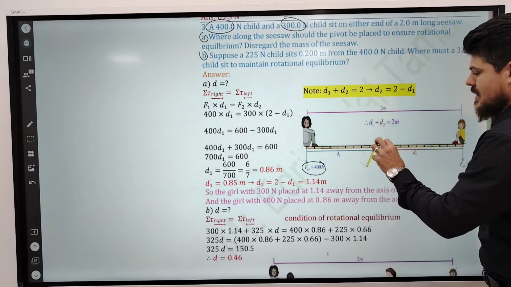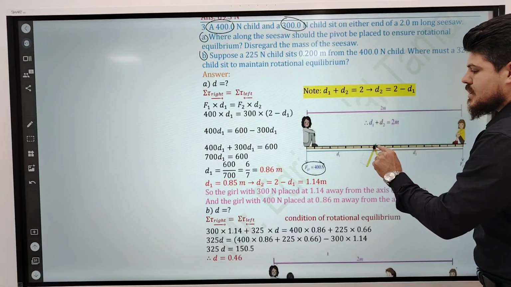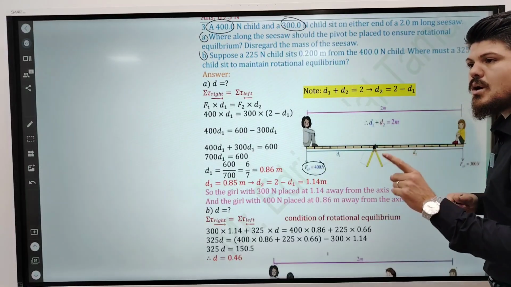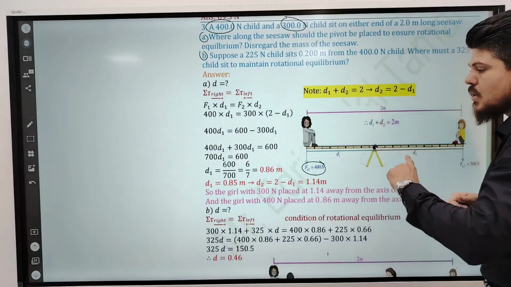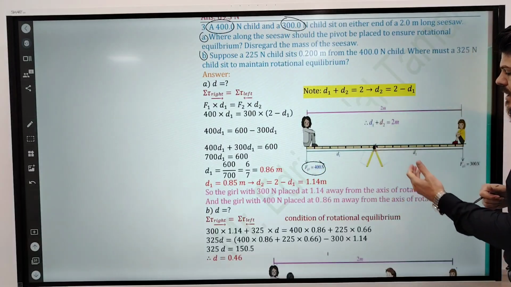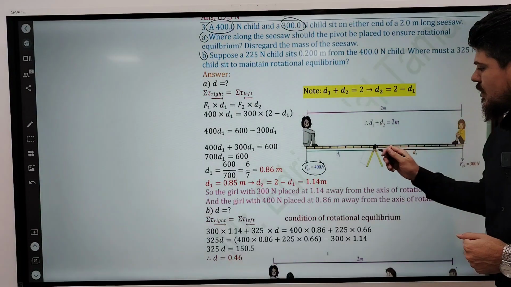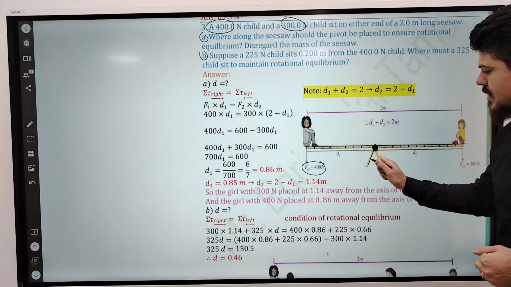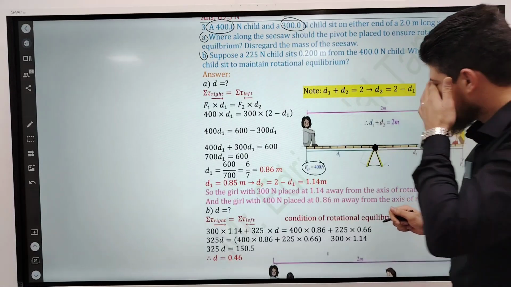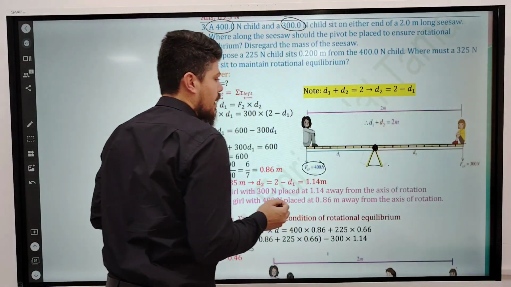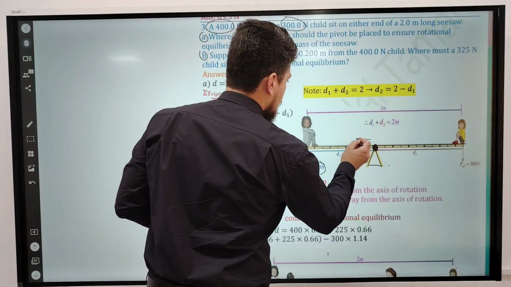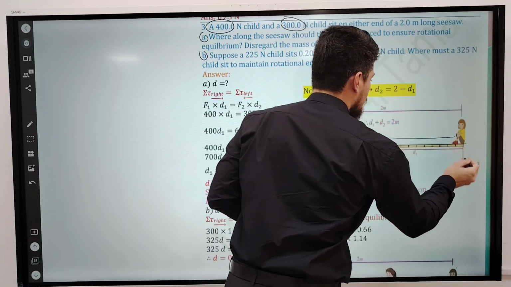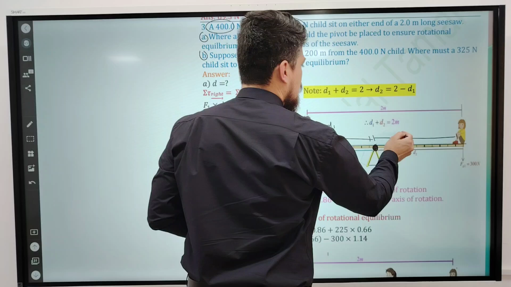How? In that case, the balancing point is located near the heavier side. The balancing point for a non-uniform object is always located where? Near the heavier side and away from the lighter side. So the balancing point or axis of rotation is located here. The pillar or pivot should be here, near the heavier side. This distance is called d1, and this distance from the child with the 300 Newton is d2.